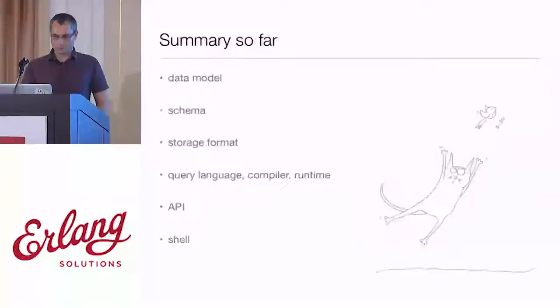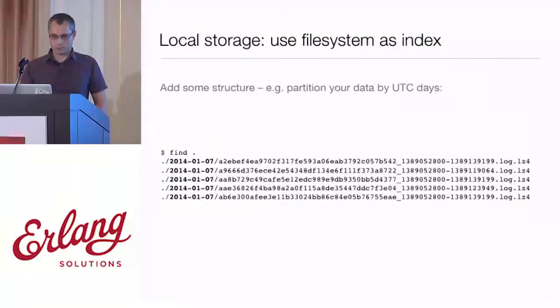So I'm going to go really quickly. What else can you do with the local file system without going to a distributed file system? You can use the file system as an index. You can basically partition all your data into 1-day intervals, or whatever intervals you decide, and add that under some extra directory.